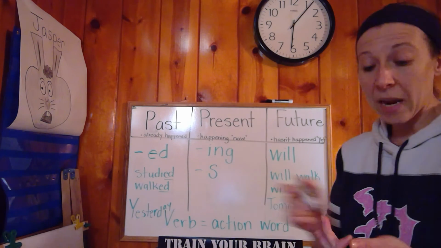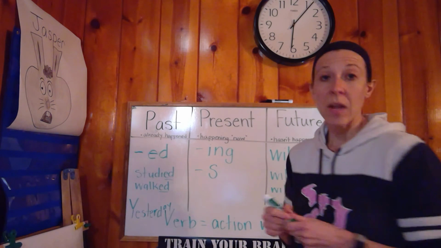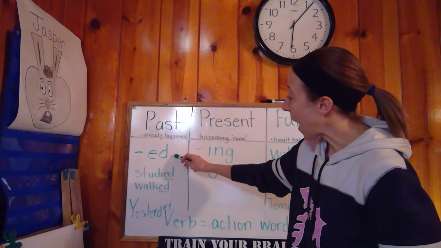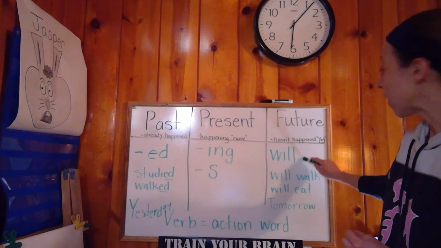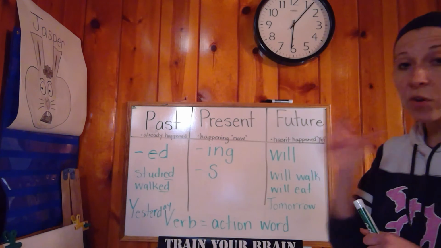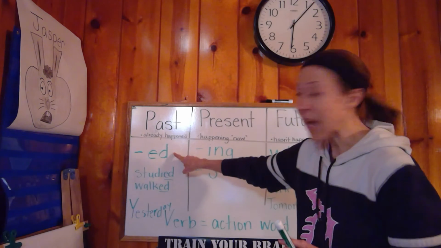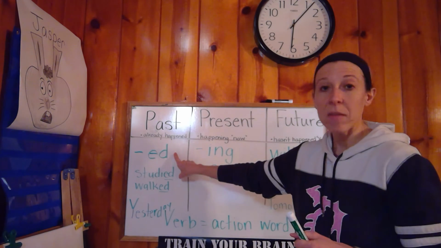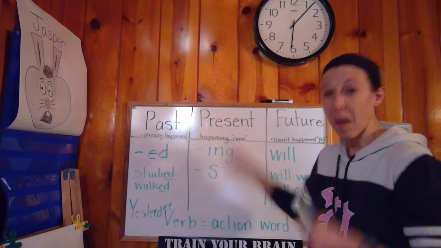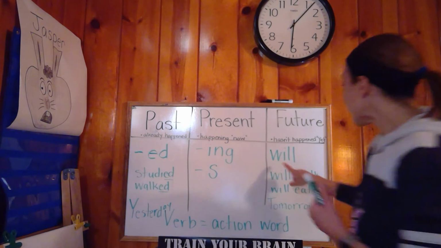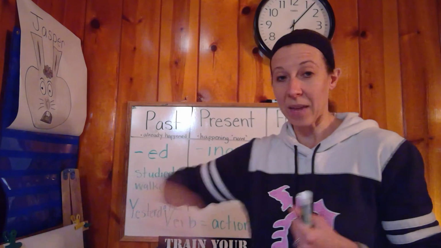Okay? So today for your writing assignment, part of it, you're going to have to find which words happened in the past, which words happened in the present, and which words happen in the future. And you have to pay attention to the verb in the sentence, the action word, and what ending it has. Does it have an ed? Then that means it already happened. Does it have an ing or an s? That means it's happening now. Or does it have the word will in front of it? That means it's going to happen, but it hasn't happened yet.